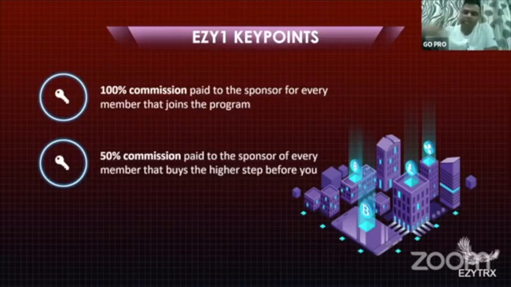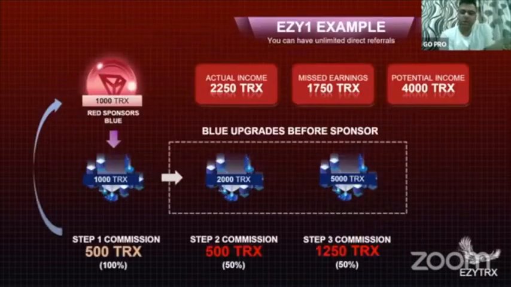And I always get recognized for every sale that takes place from my direct sponsorship. So we'll see that same Easy One commission in the use of an example here. So let's say you are Mr. Red and you join with 1,000 Tron pack. And then you bring in Mr. Blue, who also came in with 1,000 Tron.